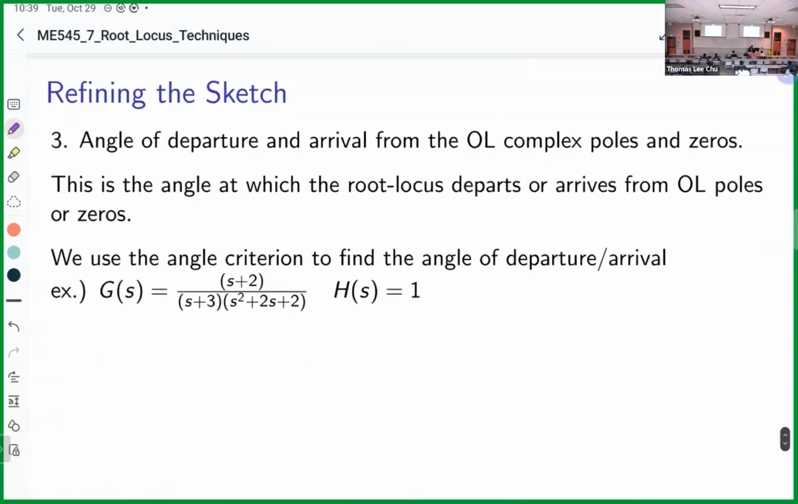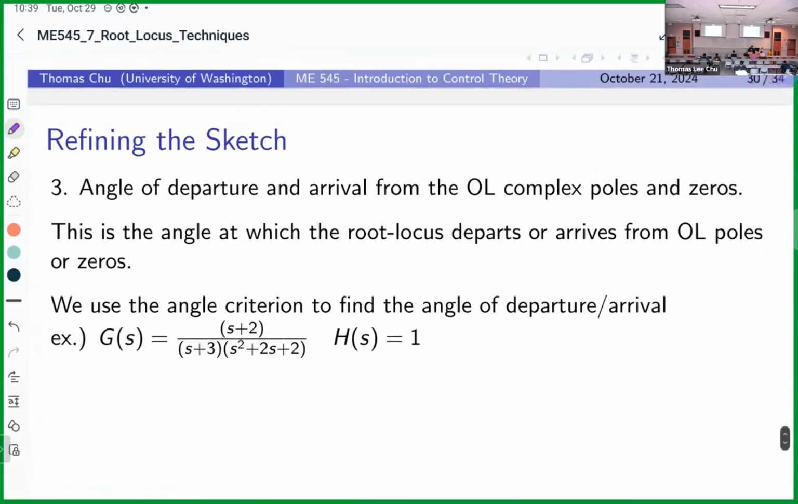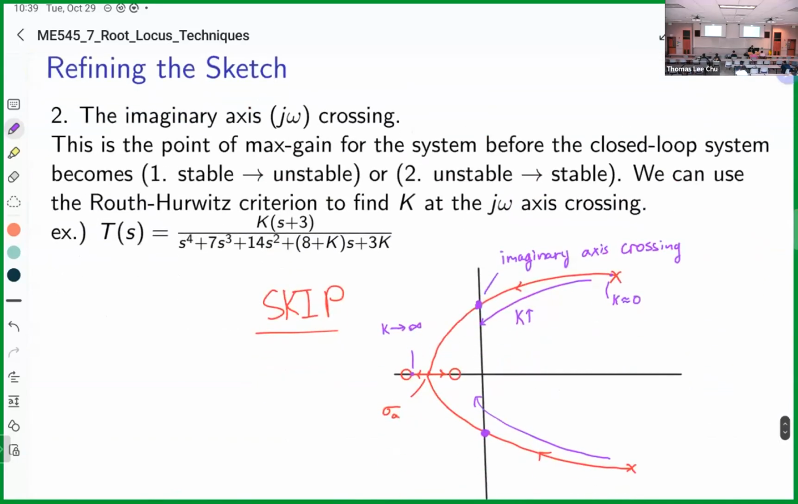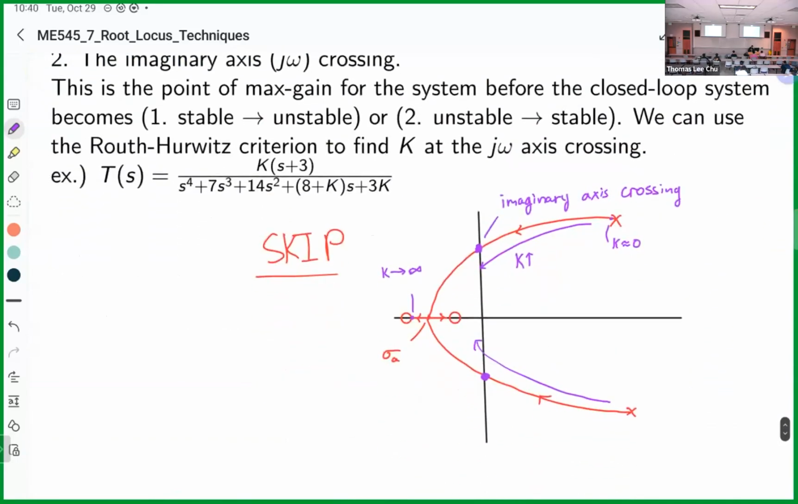All right. So the first part of refining the sketch was break-in and breakaway points. Second part we're skipping. Third part is the angle of departure and arrival from open loop complex poles and zeros. I kind of mentioned it in passing earlier, but the angle of departure is basically the angle at which this root locus leaves this complex pole here.